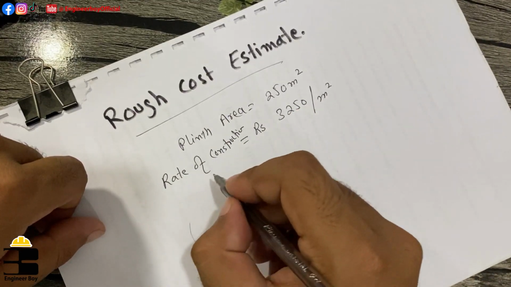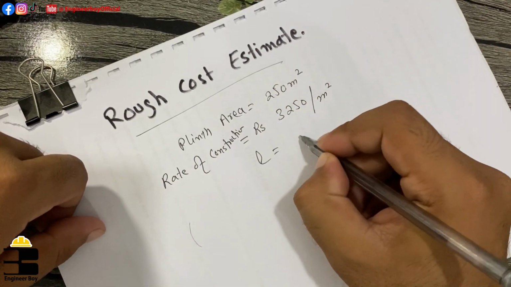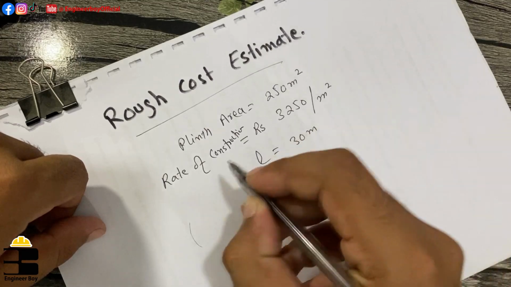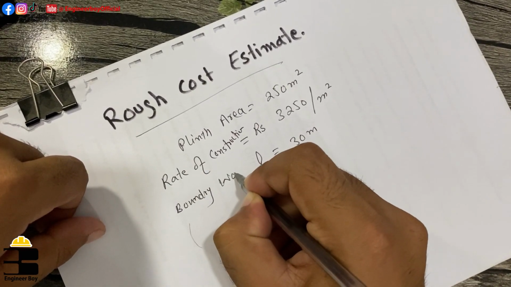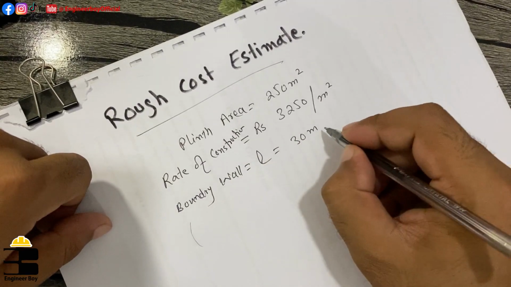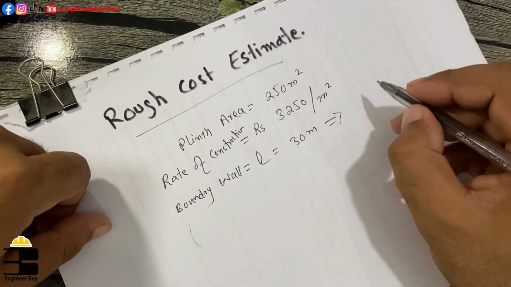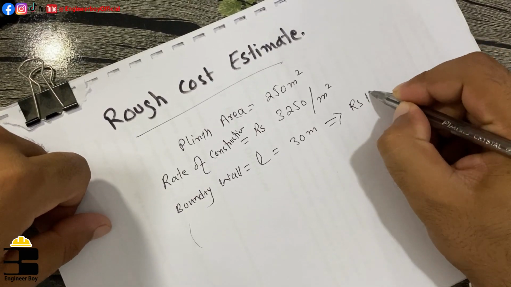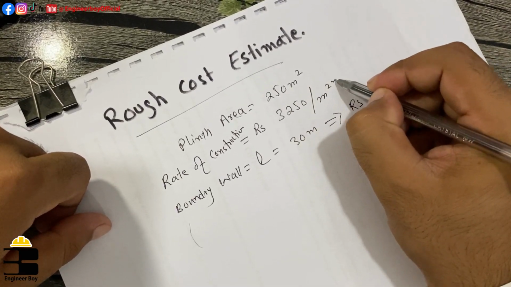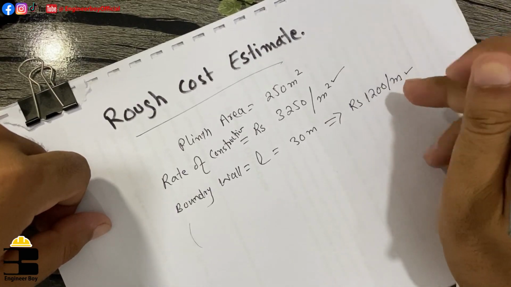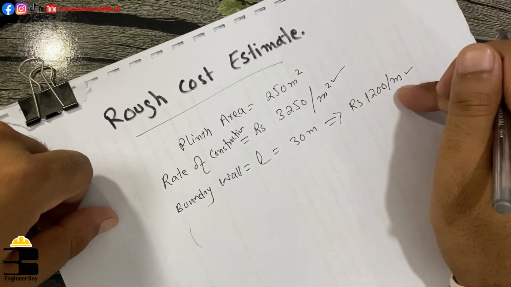Now the boundary wall's length is also known, which is just 30 meters. The rate of construction for the same wall is different, which is 1200 rupees per meter. This is per square meter, and here it is just the length, so it is like a running meter. So 1200 rupees per meter.